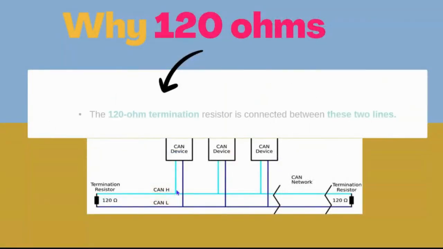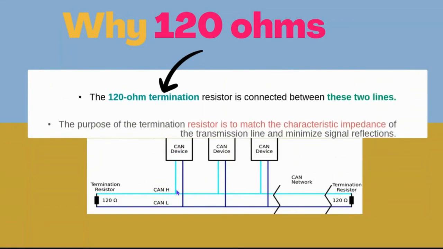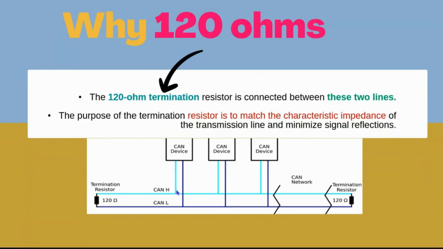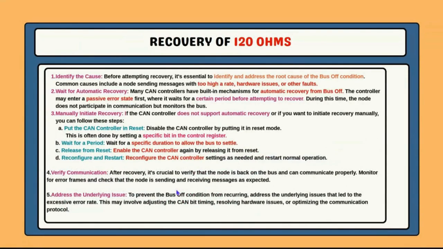Why 120 ohms? Between the two lines, noise can be added, and data corruption or data interruption can be created. To avoid that, we configure 120 ohms at each end of the CAN high and CAN low lines, to balance the electrical characteristics between the two wires and ensure that data is transferred efficiently. How do we recover from the bus off?